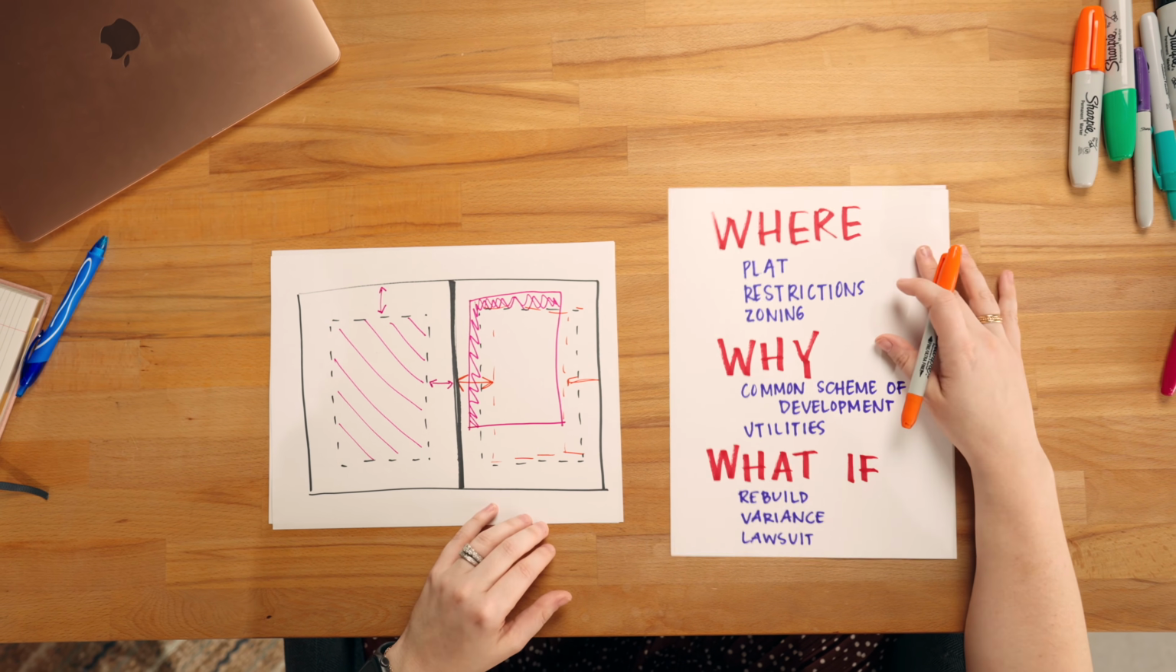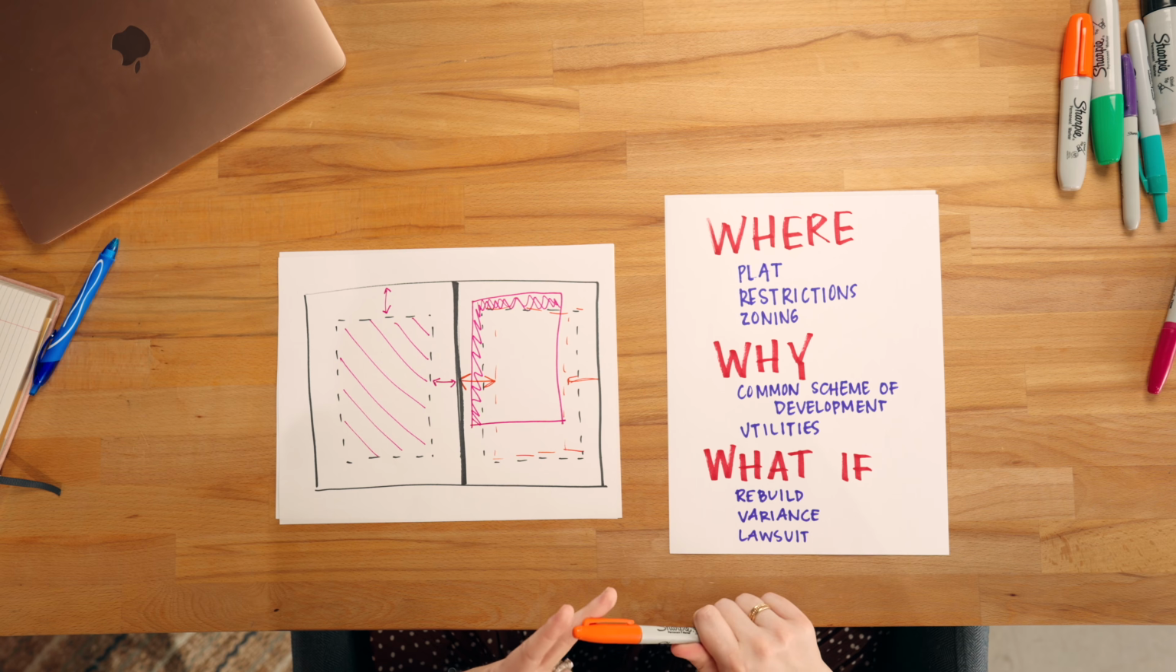Why do you have the setbacks? To give you some space between your neighbors, to have a common scheme of development, and to let utility providers in there so they can run utilities to your property. What do you do if you violate? You may have to rebuild, you may have to seek a variance, you may have a lawsuit.